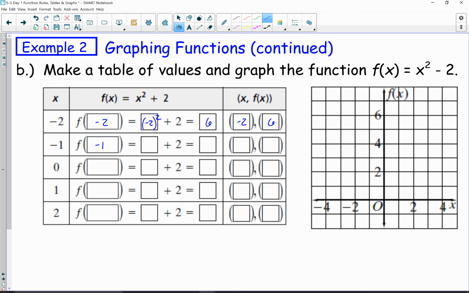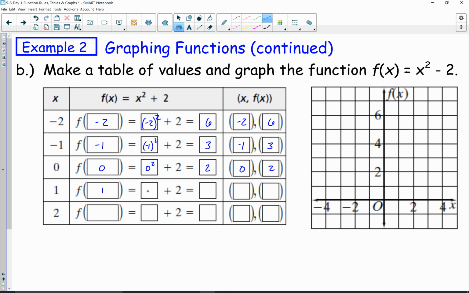If I plug in a -1, again, it's a negative value, so I really have to put it in parentheses. So I have -1 squared, that's +1, plus 2, that's 3. So -1, +3 is my second point. And then I keep going down the line. 0 squared plus 2 is 2.